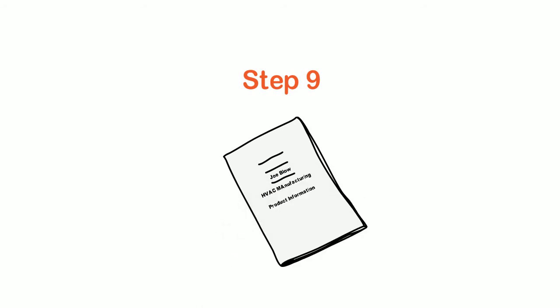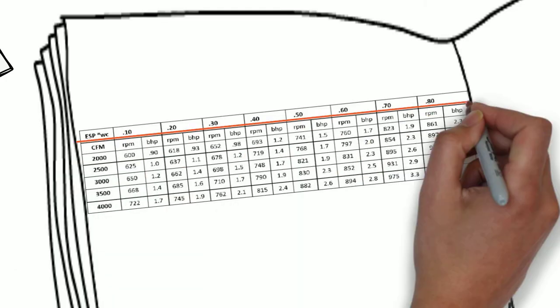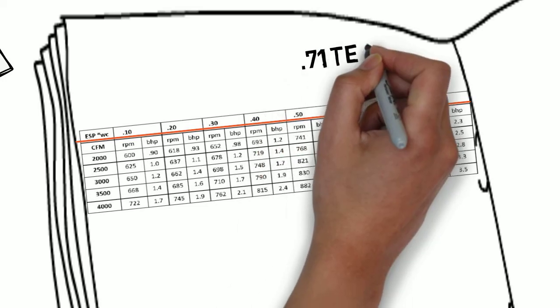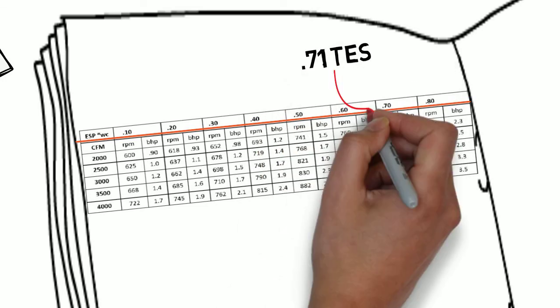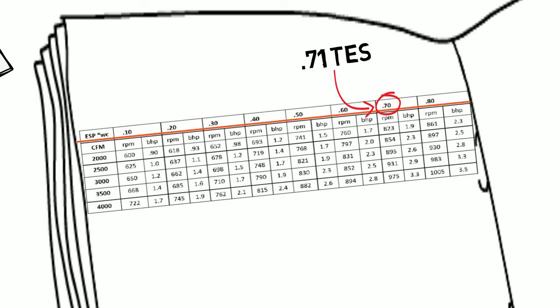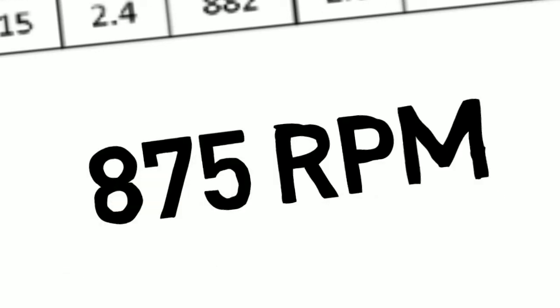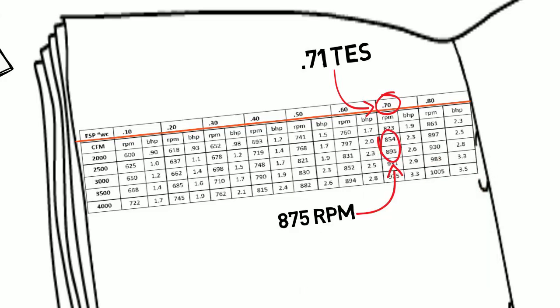Step 9, we go to our product data. We open it up until we find the blower chart. There it is. You see the line at the top? That's static pressure. It goes 1/10 of an inch all the way up to 0.8. We have 0.7. We find it. Ooh, there's 0.7. Fantastic. Now we draw an arrow down until we find our RPM on the blower, which happened to be 875 in our case. So we go back, and there's 854, 895. So 875 falls right about in the middle.